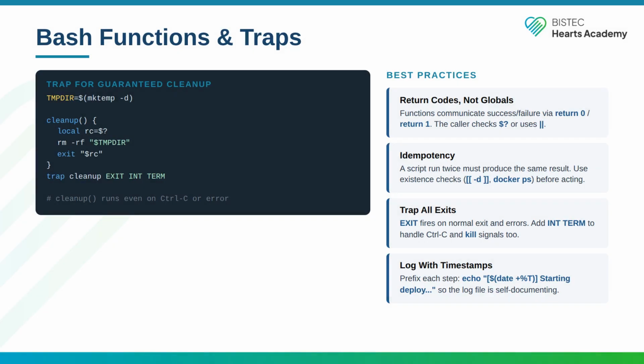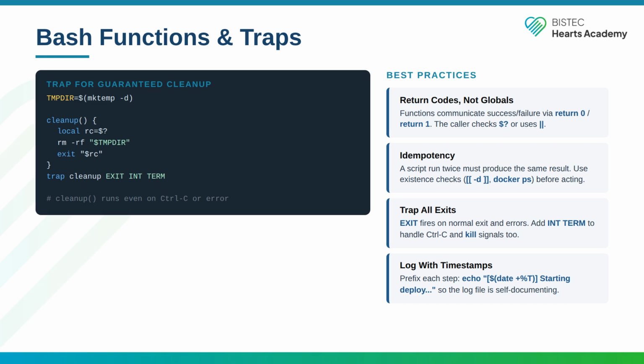The trap command registers a cleanup function that runs no matter how the script exits: normal exit, error exit, Ctrl-C, or SIGTERM. The pattern is: create a temp directory, register a cleanup function that deletes it, and trap that function on EXIT, INT, and TERM. Without a trap, a script that fails halfway through leaves temp files, partial state, and sometimes a broken environment. With a trap, cleanup is guaranteed regardless of how the script ends.